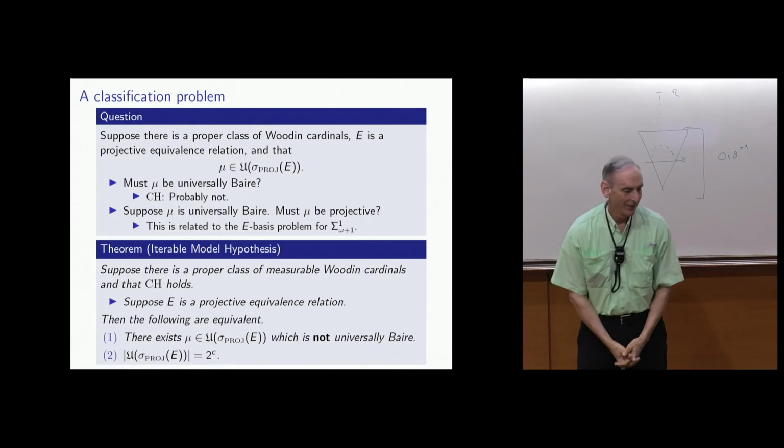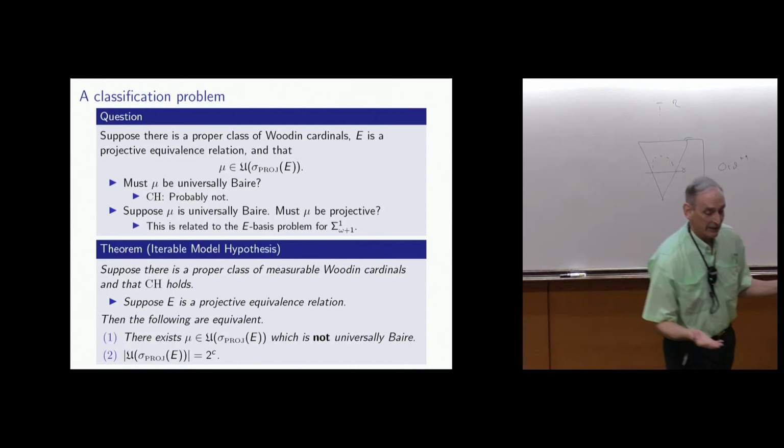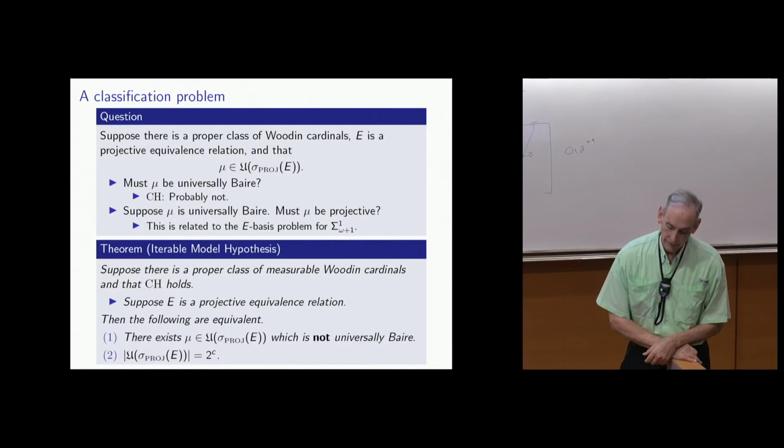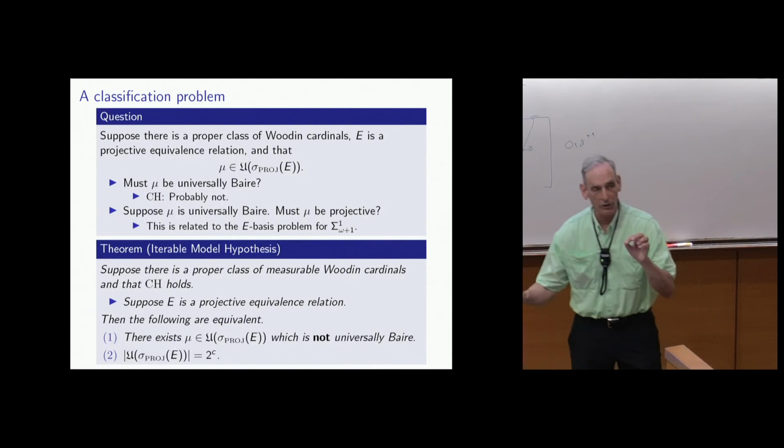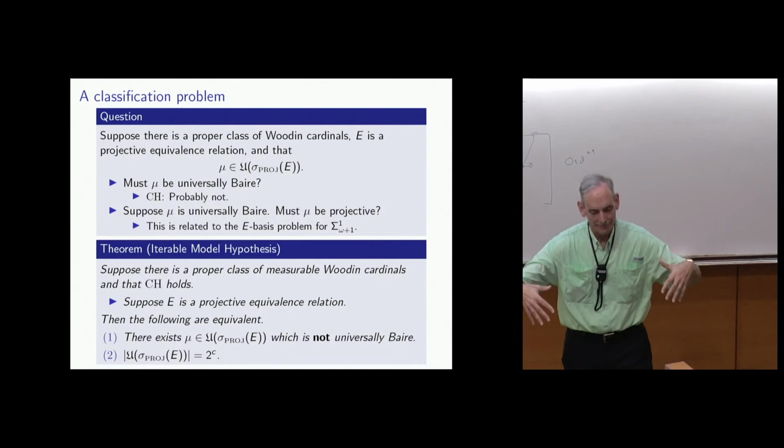But with CH anyway, without CH, this would be hopeless. So it could be that it's consistent that the answer to the first question is yes, maybe even with MM or something. It's hard to see how you keep this construction going. How would you go past limit stages of omega 1? I mean, I just don't know.